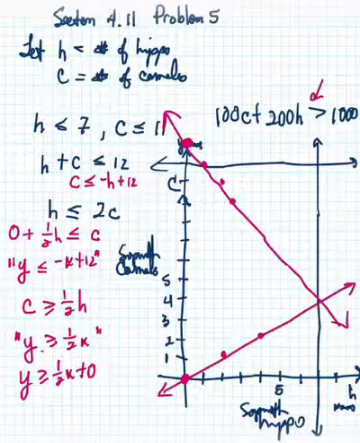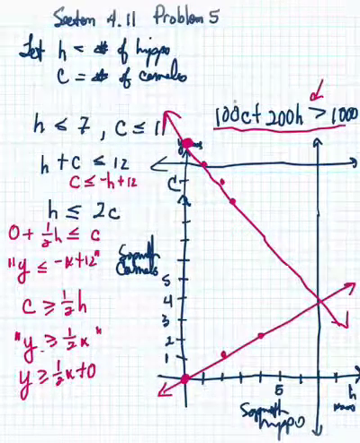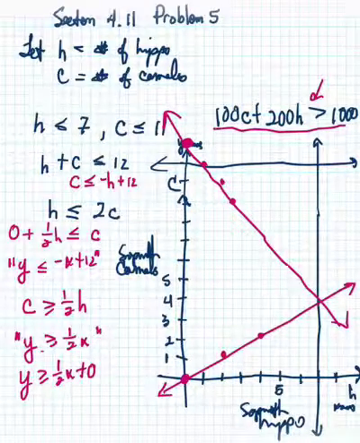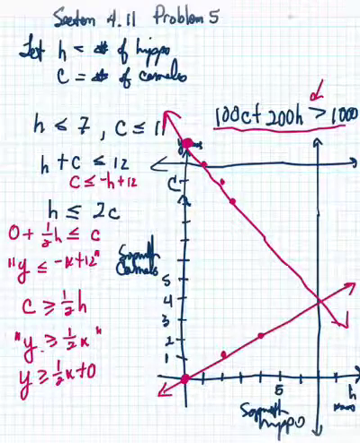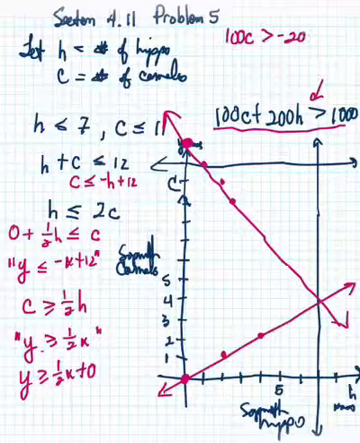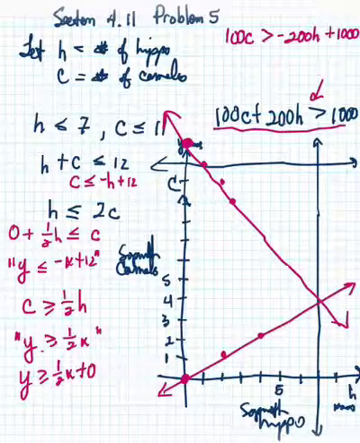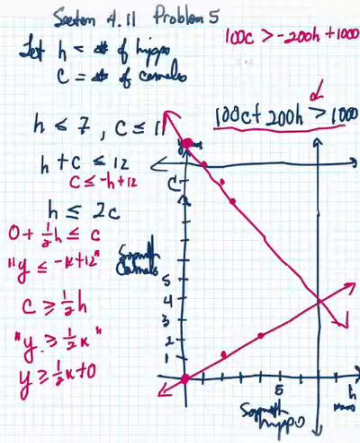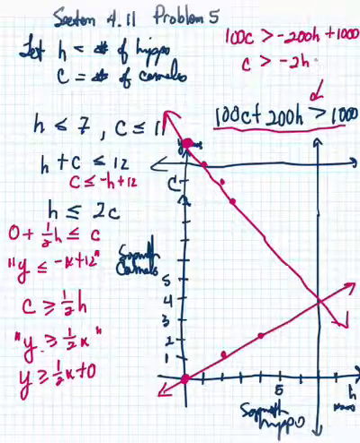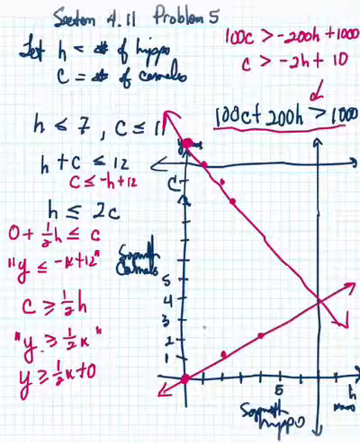Now it's bounded by one more thing, this one right here. So my last boundary is this: 100C plus 200H is greater than 1,000. Now I've got to solve this for C, which is really going to be like the y equal. So I get 100C is greater than -200H plus 1,000. Just adding -200H to both sides and dividing everything by 100, I get C is greater than -2H plus 10. Look at that. That's not bad. I can plot that.